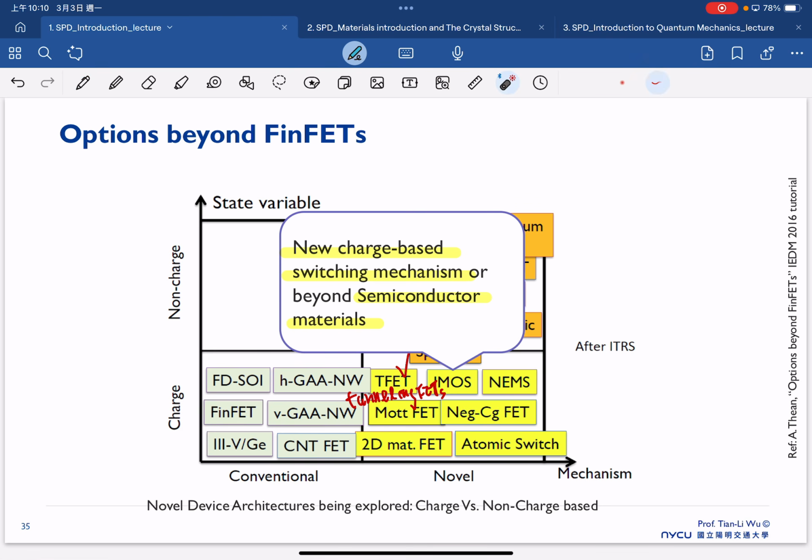And there's another one very famous and well known recently that we call the negative capacitance FET. So this is based on ferroelectric material. And also, there's the very well-known 2D materials. So these are new materials, or sometimes combined with a new switching mechanism, that give us some options beyond the FinFET.